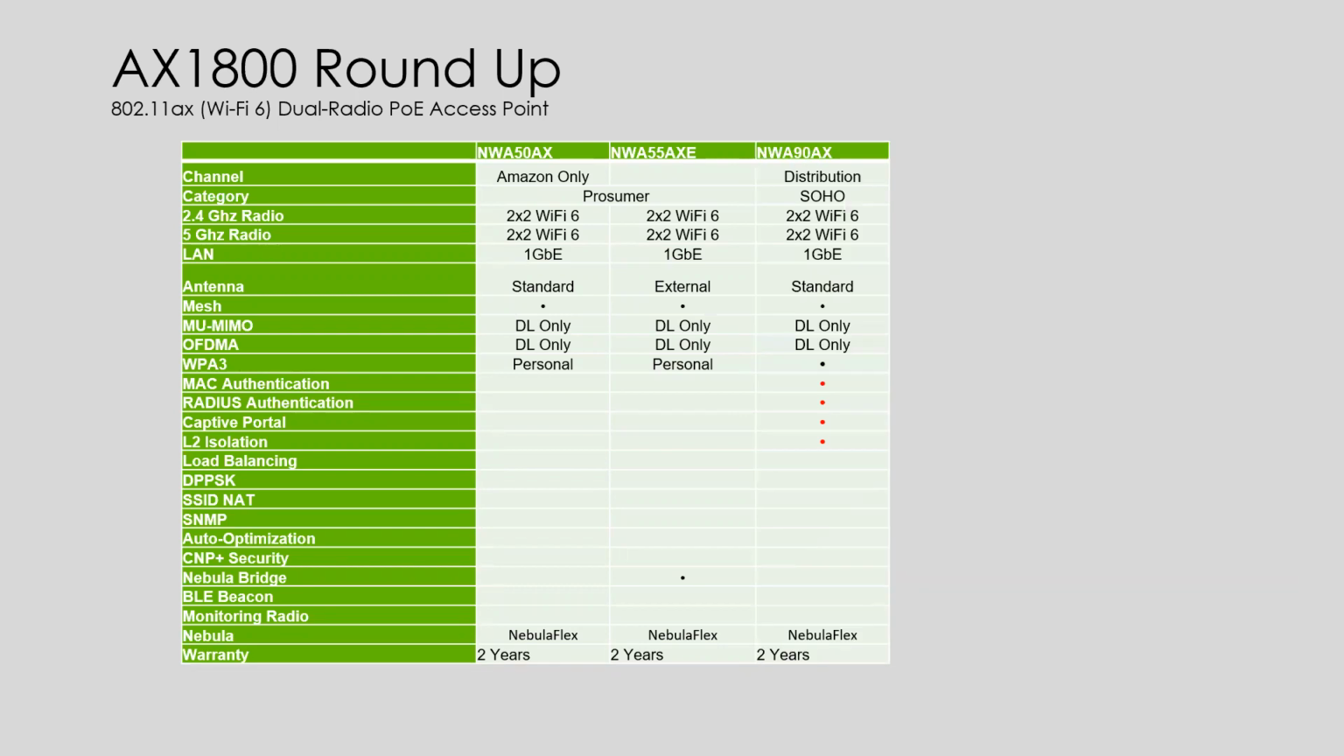So the next step above that is the NWA 90AX. This is still sort of a SOHO product, but it is available for you through distribution. And I believe you do get your partner discount on these. So this would be the entry-level AP that I would suggest for our resellers that you should be selling. Again, it's an AX 1800 product. It's a Wi-Fi 6 Lite product, but it unlocks some of these additional Nebula features, or just in general AP features, that are much more commonly used in a business environment. So it does support RADIUS authentication. It does support captive portal. It does support layer 2 isolation.